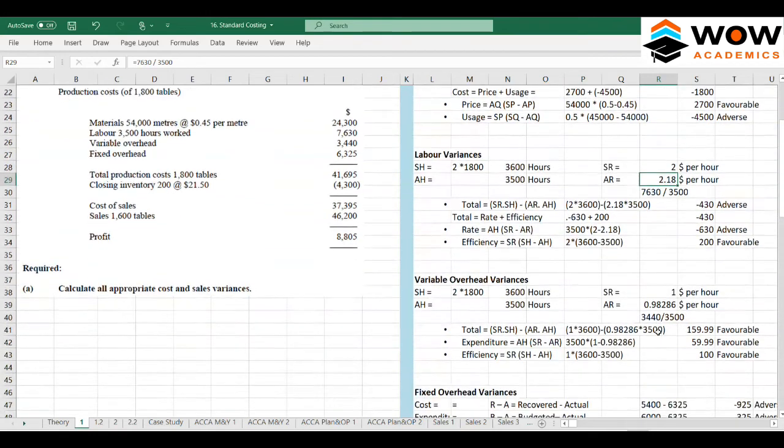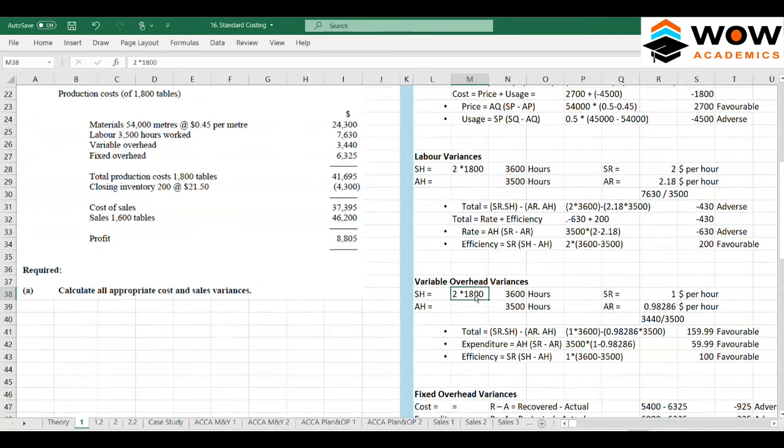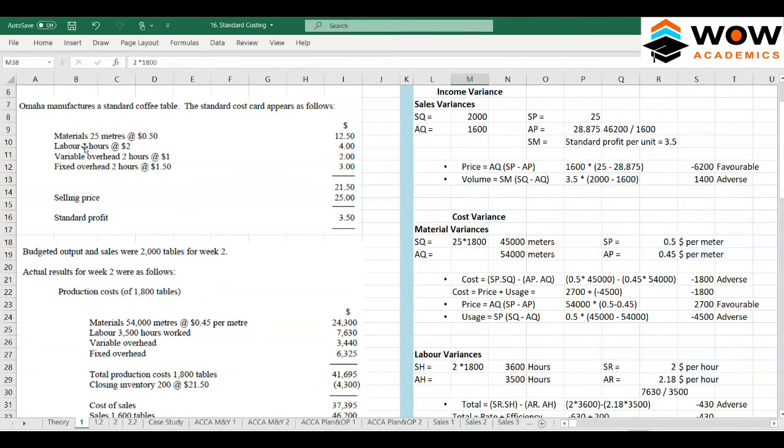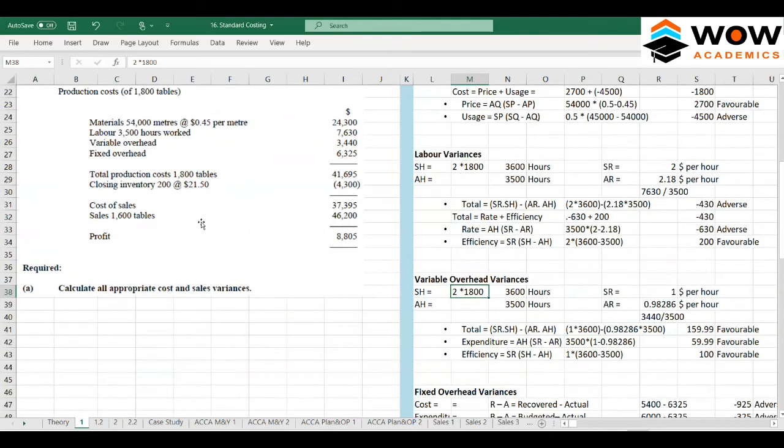Variable overhead usually moves along with labor hours only. In this sum he has very clearly said labor 2 hours, variable 2 hours, and fixed overhead 2 hours, so they are all moving equally. What is the standard hour? It takes 2 hours to produce a single unit, so for 1800 actual units, it is 3600 hours. Again, actual rate is not given directly, it is hidden, so you have to find it out. So 3440 divided by 3500, assuming the same labor hours are incurred for variable also. You got this number.